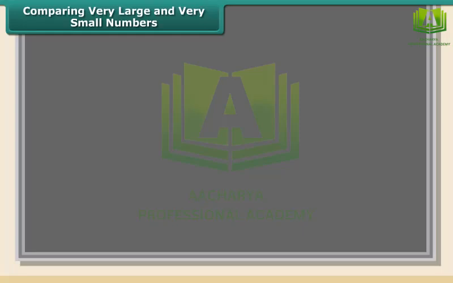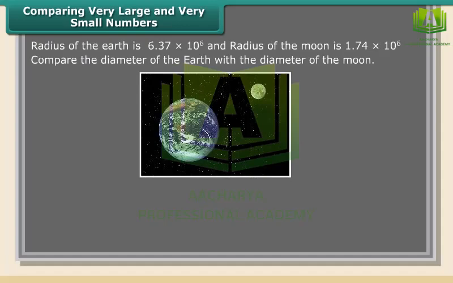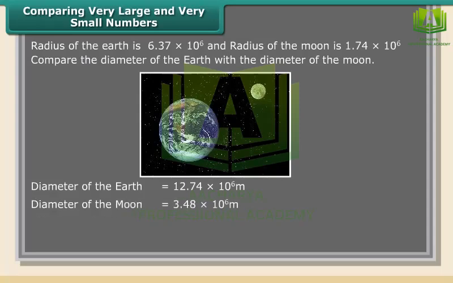Comparing very large and very small numbers. The radius of the Earth is 6.37 × 10^6 and the radius of the Moon is 1.74 × 10^6. Compare the diameter of the Earth with the diameter of the Moon. The diameter of the Earth is 12.74 × 10^6 meters. The diameter of the Moon is 3.48 × 10^6 meters.